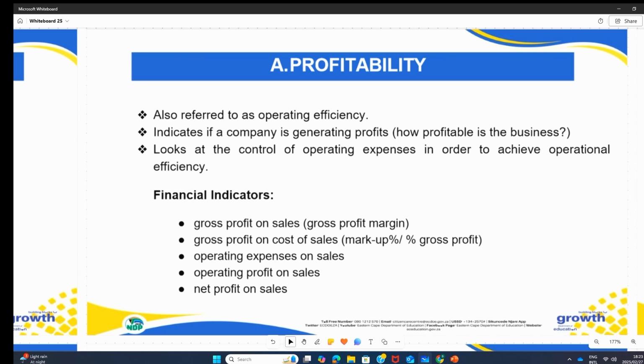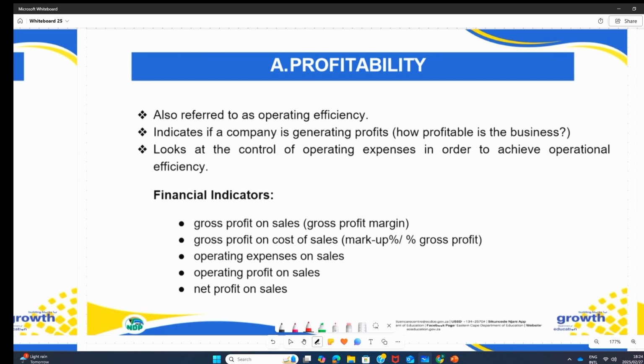But what is important to note here is the fact that when you are asked to comment on the profitability of the business, or if you are asked to comment on the operating efficiency of the business, you are not going to use the first two, which is the gross profit on sales as well as the gross profit on cost of sales.